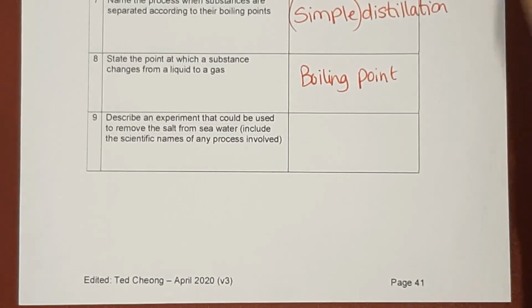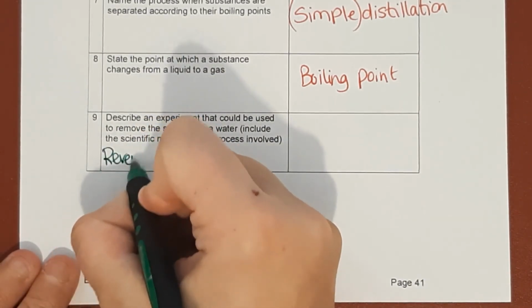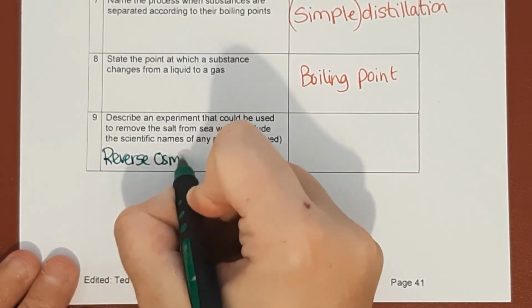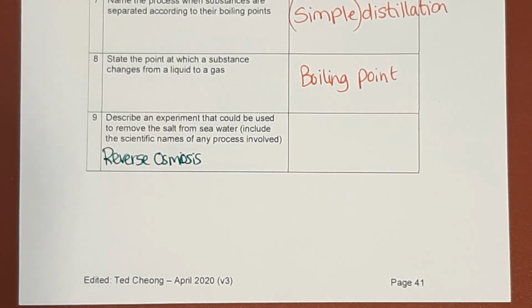And lastly, describe an experiment that could be used to remove the salt from seawater. Include the scientific names of any process involved. So, if you Googled this and wrote reverse osmosis, then you would be wrong. I mean, technically, you would be correct. That is a process of removing salt from seawater. However, that does not use any of the knowledge we've learnt this lesson. So unfortunately, that is not correct and would not gain you any marks on the exam.